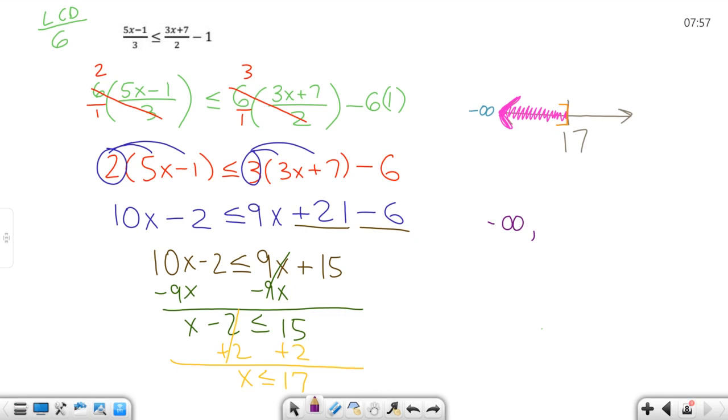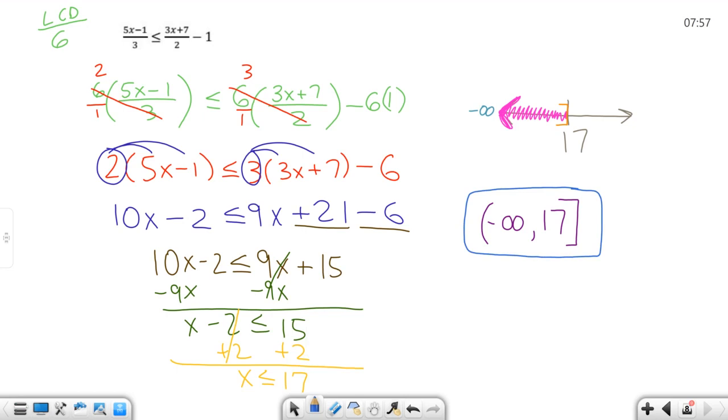Let me fix my 17 there, not sure where that dot came from. And then on infinity or negative infinity, I always have a parenthesis on either one of those, but here it's negative infinity. And on the 17, I have the bracket. And then I'm going to box my final interval notation answer.